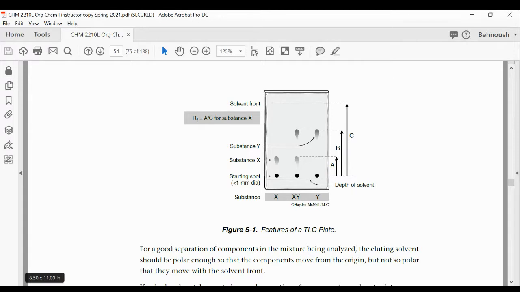What happens if you use too much solvent? Basically, the depth of the solvent now is below the sample, right? You have the depth of the solvent right here below the sample. What happens if the depth of the solvent moves up? If you get the solvent line here, what would be the problem with that?